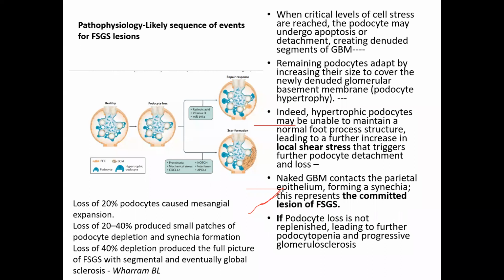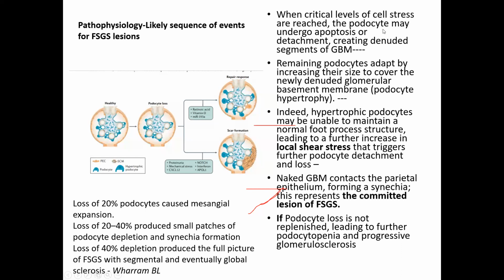Mesangial expansion is expected. But when there is loss of 20 to 40% of the podocytes, it causes small patches of podocyte depletion and synechial formation between the glomerular capillary wall and Bowman's capsule. When the loss is more than 40%, there will be complete synechial formation between the capillary wall and Bowman's capsule, so it finally leads to segmental sclerosis. Here I just explained the critical events that happen in podocyte loss.